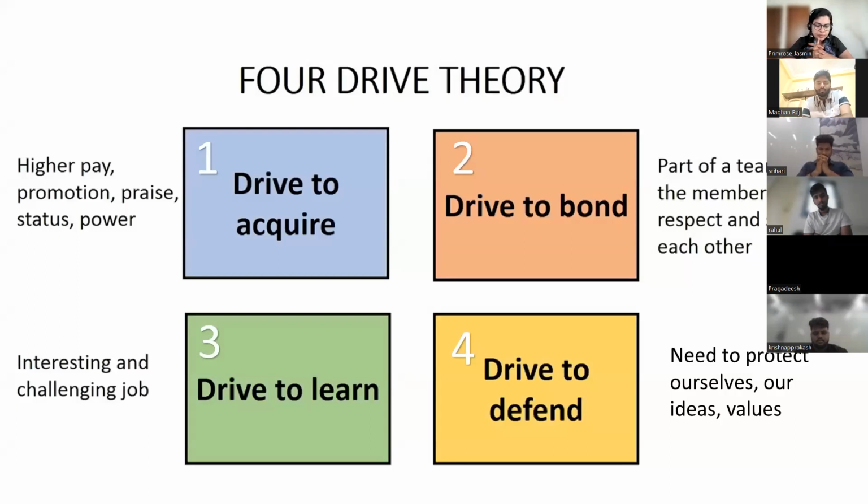I'll give you a few seconds to read it. So: a drive to acquire, a drive to bond, a drive to learn, and a drive to defend, which nobody mentioned in the couple of questions I asked. We'll talk about each of these parameters. But whenever I was asking what motivates you at work, many of you said a few pointers around these squares.